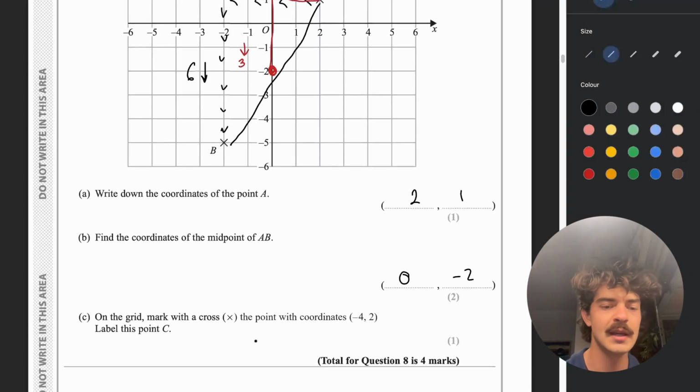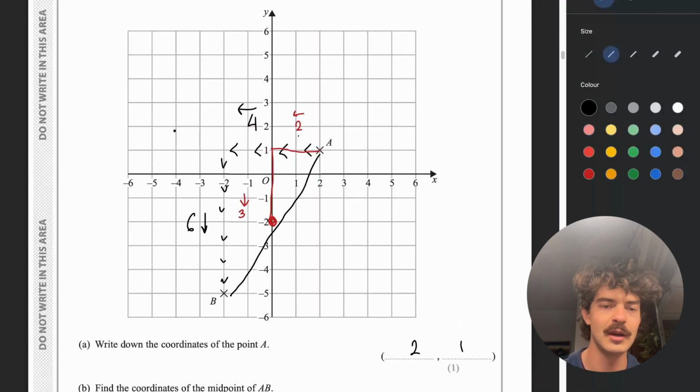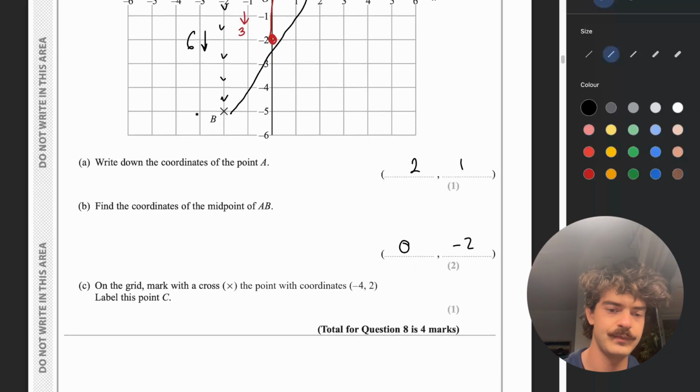And last but not least, on the grid, mark with a cross X, the point with the coordinates -4, 2. All right, -4, up 2. There it is. That's point C. Nice.